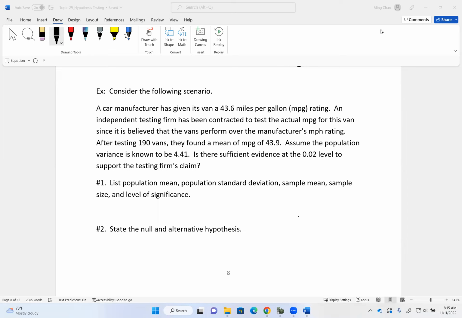So let's finish up this. This is part two of our hypothesis testing. Let's finish up some of these problems. I'm going to do another example where sigma is known.